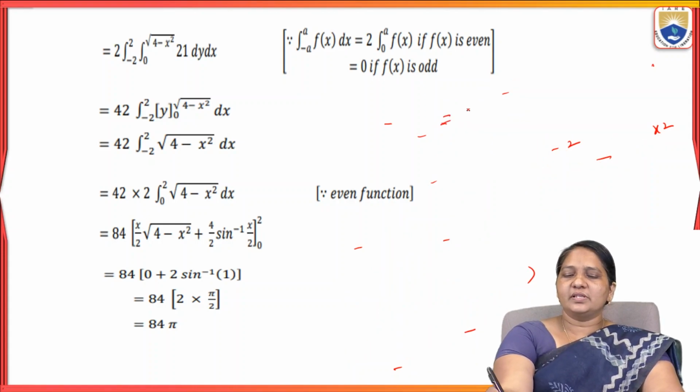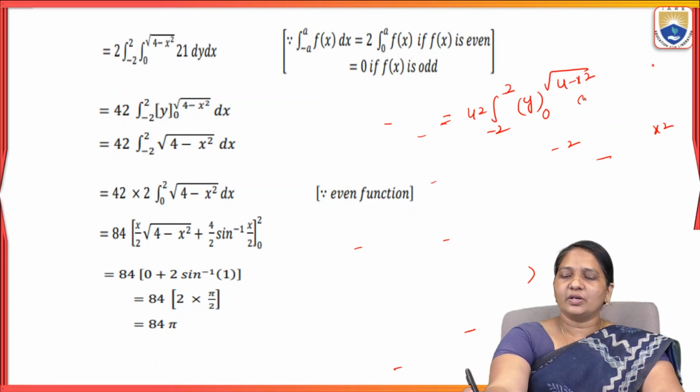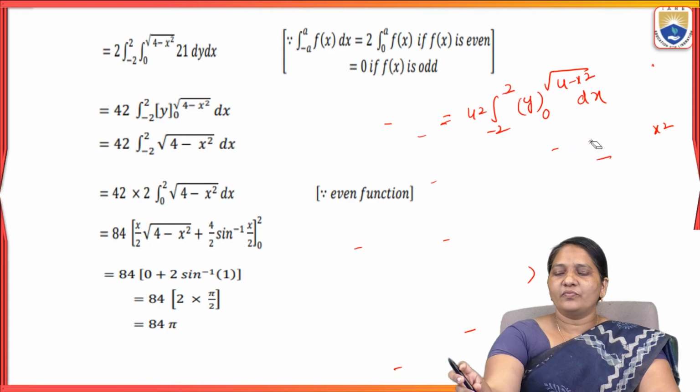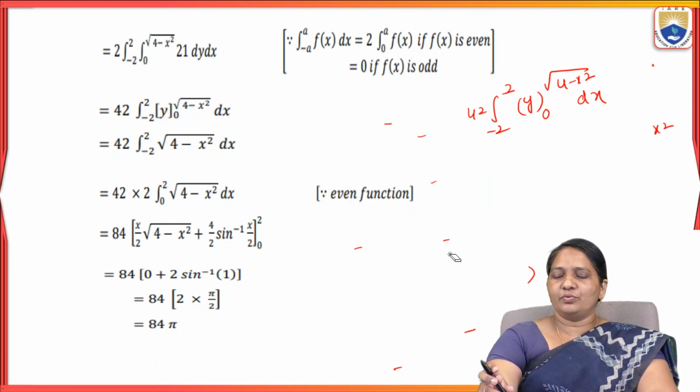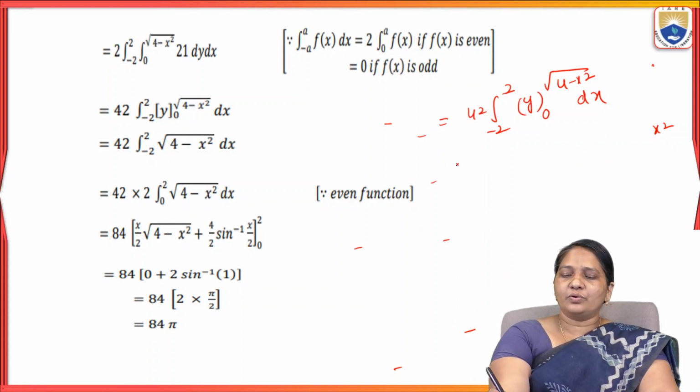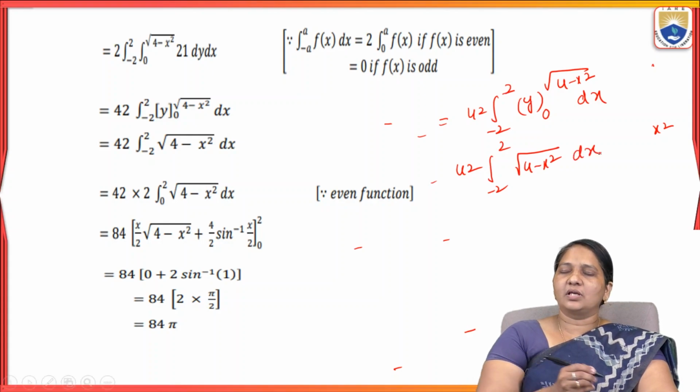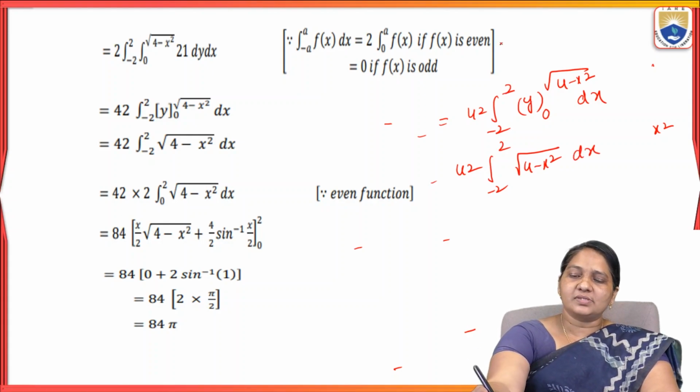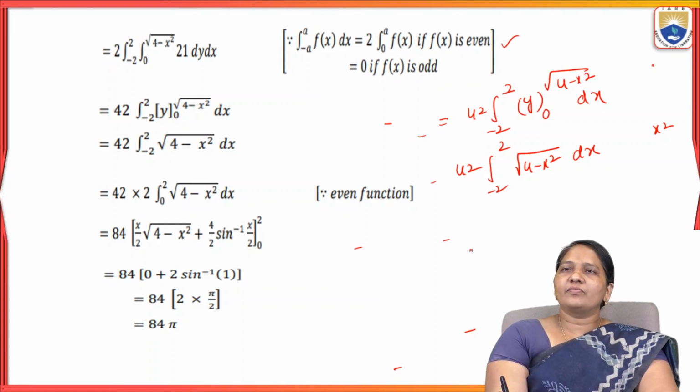So now this is 42 integral minus 2 to 2 of y, with limits 0 to square root of 4 minus x square, into dx. Now we are substituting the limits, after that we can do with respect to x. So 42 integral minus 2 to 2 of square root of 4 minus x square into dx. Now we are simplifying this according to the same definition. If it is an even function, we can write that as 2 integral 0 to a. So 42, this is the even function.